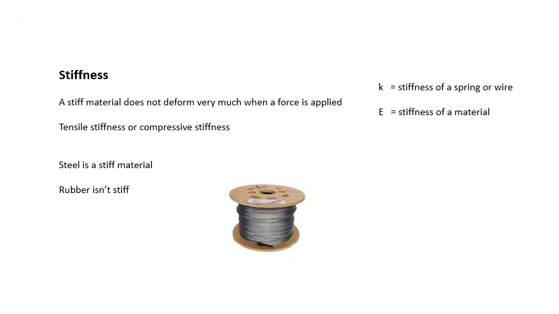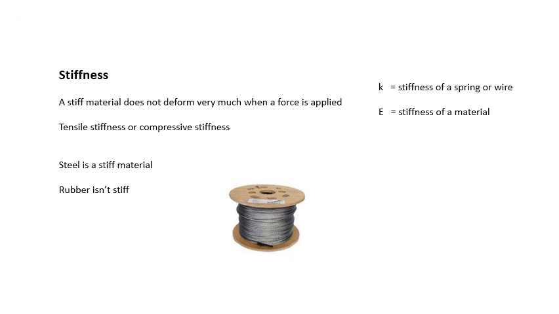Now, stiffness is resistance to deformation. A stiff material does not deform very much. For example, if you stretch it, it doesn't extend very much. If you squash it, it doesn't squash very much. Mostly we'll be talking about either tensile stiffness or compressive stiffness. There are other types: if it was a beam, it could be bending, or torsional stiffness. But basically it's either tension or compression, stretching or squashing.